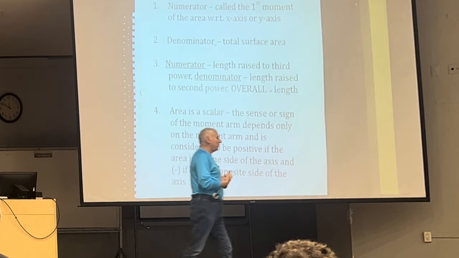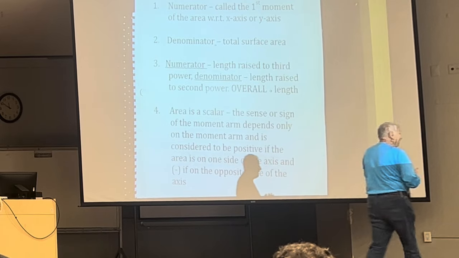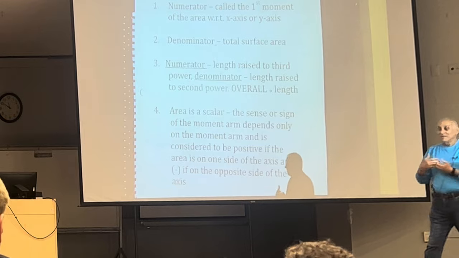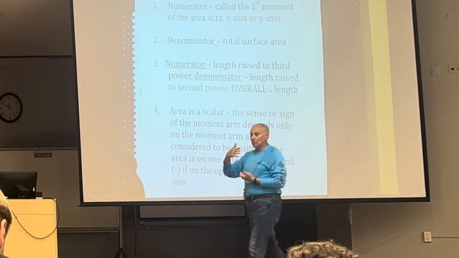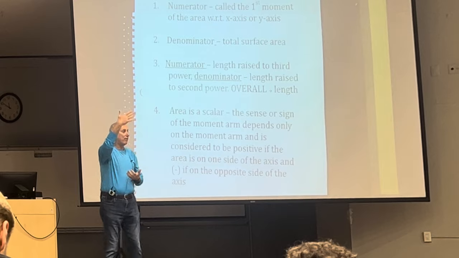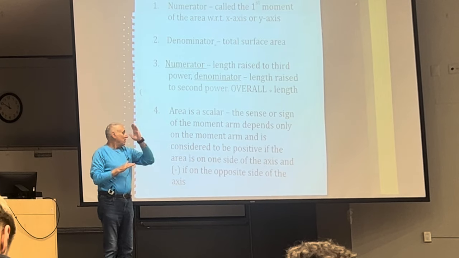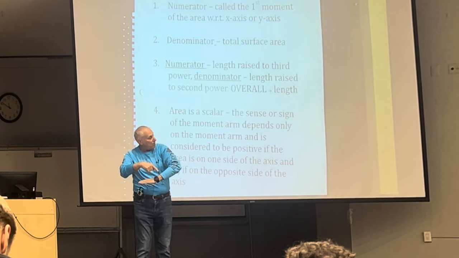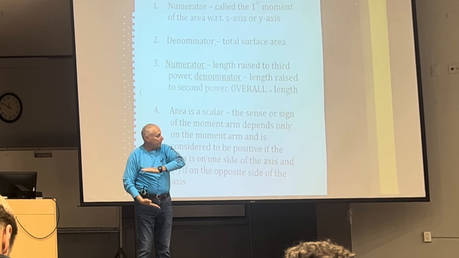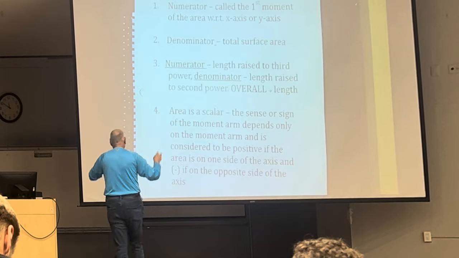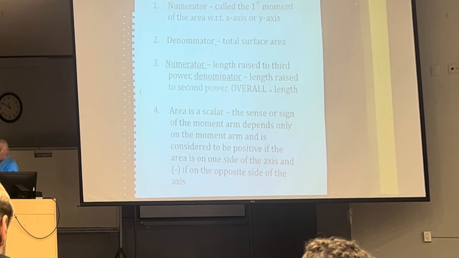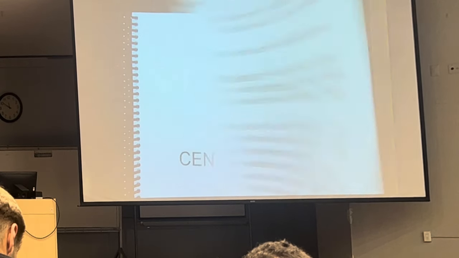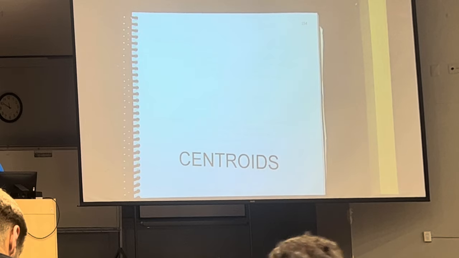Number 4 makes sense once we do problems. Area is a scalar. So how do I assign a lever arm that's positive or negative? Well, it depends on, is this area to the left or to the right of the y-axis? Is it above or below the x-axis? If it's to the left, then I'm going to have a negative x. If it's below the x-axis, I'm going to have a negative y. So your sign, in essence, is going to depend on where this area is in terms of the coordinate system used.